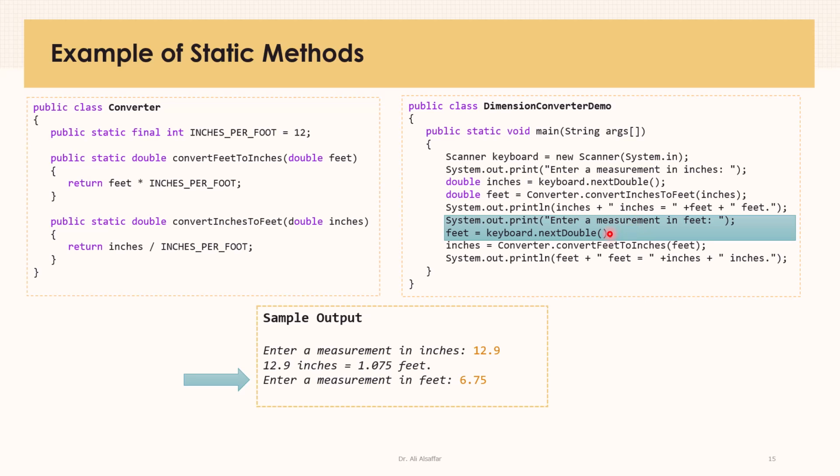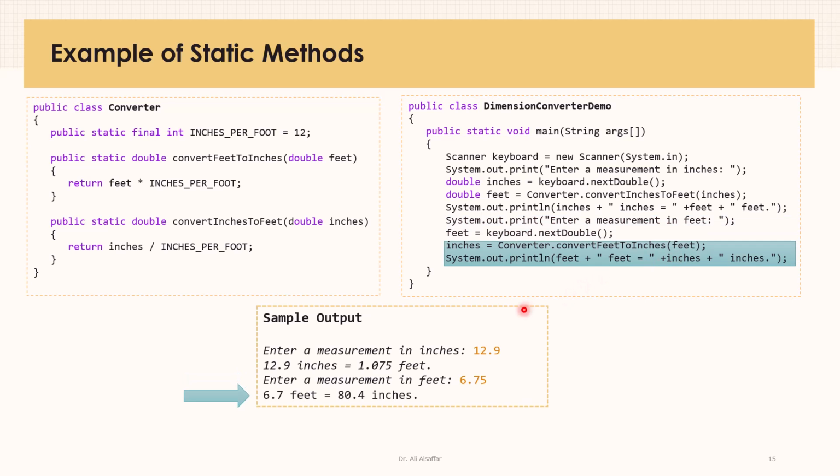Later, we ask the user again to enter a measurement in feet. And this is the question, enter a measurement in feet. If the user typed 6.75, and we want to convert this measurement in feet into inches, we call the method that converts feet to inches from the class directly because it is a static method. So we write Converter dot, and we invoke the method, supplying the value in feet as an input parameter. When it is called, it returns the value converted into inches, and it is displayed on the screen. 6.7 feet is equal to 80.4 inches.